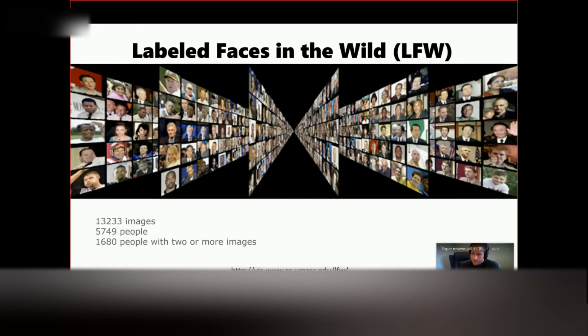I want to mention this benchmark dataset. It is called Labeled Faces in the Wild. You can just download it as an open source dataset with 13,000 images. This is sort of what all these models are tested on.